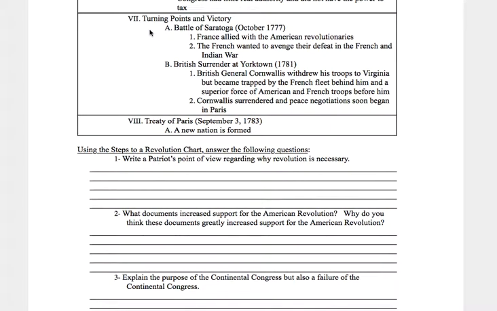Turning points and victory. The Battle of Saratoga, October 1777. France allied with the American revolutionaries. The French wanted to avenge their defeat in the French and Indian War.